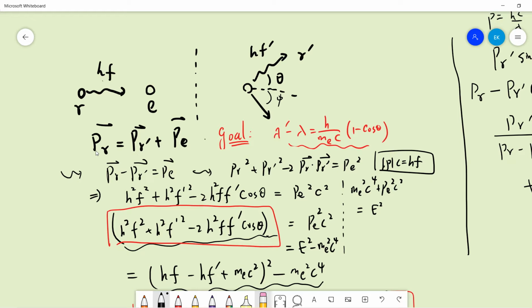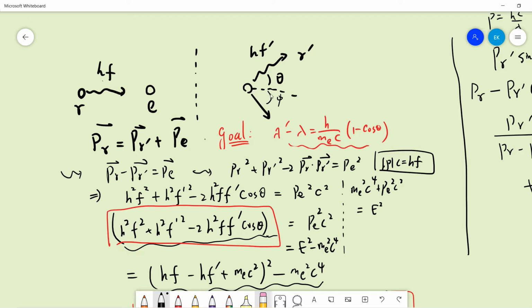The original momentum is p gamma, and p gamma prime is the photon after scattering. This is momentum conservation. So I get p gamma minus p gamma prime equals p_e, and then you square it. You get p gamma squared plus p gamma prime squared minus 2 p gamma dot p gamma prime equals p squared, the momentum squared. Remember that for the photon we have pc equals hf, right? So I can write (hf) squared plus (hf prime) squared minus 2 h squared f f prime cosine theta, since in the dot product there is a cosine theta.